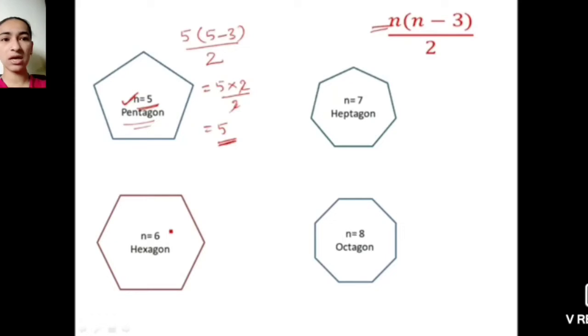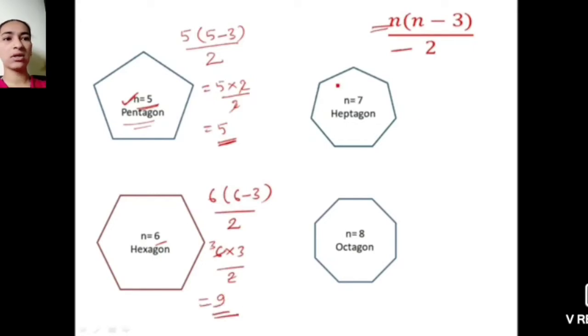How many diagonals are there? 5. And what about a hexagon? How many sides does a hexagon have? 6 sides. So put the value of n in the formula. 6(6 minus 3) divided by 2. Okay, 6 minus 3 is 3. That means 6 multiplied by 3 divided by 2. Now cancel this 6 with 2. 3 will remain. Yes, 3 ones are 3, 3 threes are 9. So in a hexagon 9 diagonals are there.